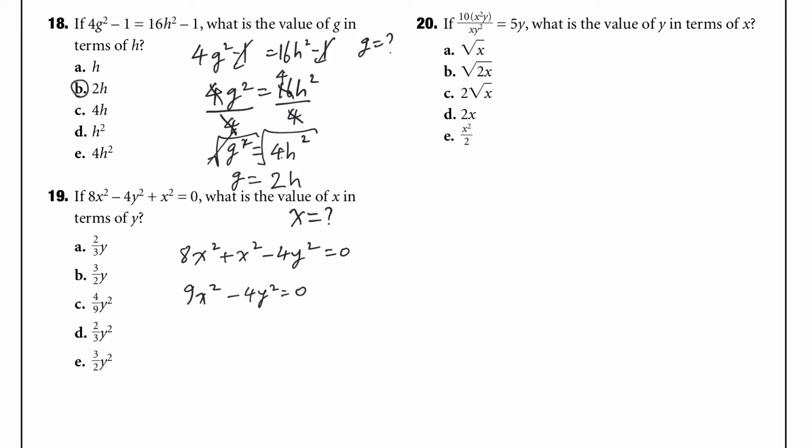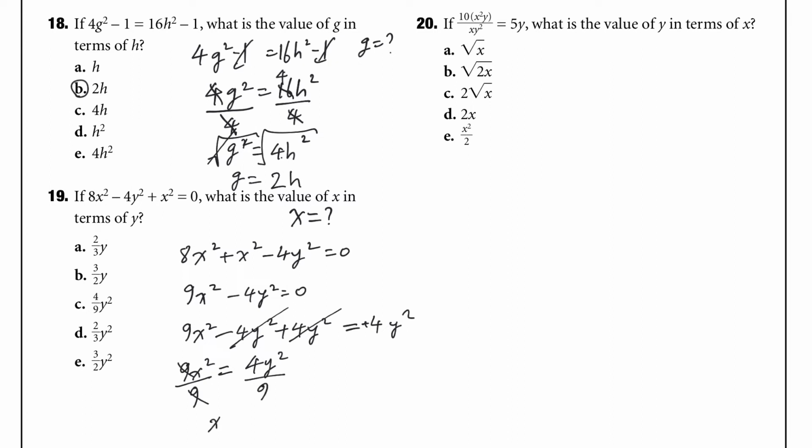I want to move the y to the other side, so I'm going to do that by adding 4y squared to both sides. These cancel, so I have 9x squared is equal to 4y squared. How do I get rid of the 9? By dividing both sides by 9. x squared is equal to 4y squared over 9.